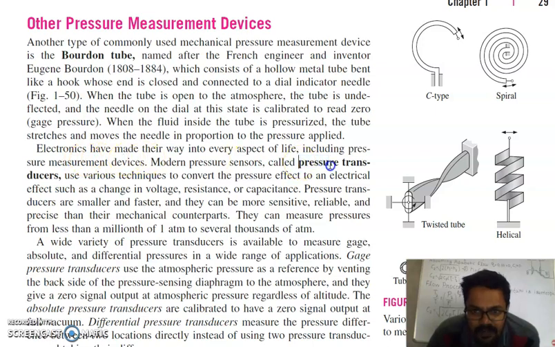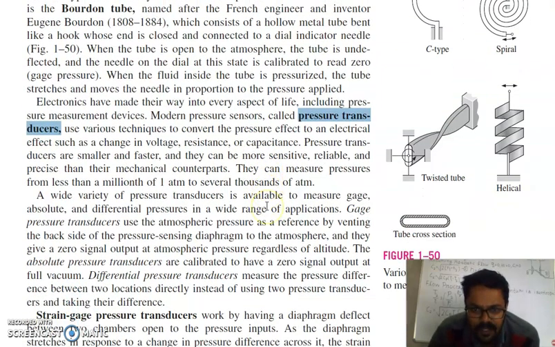Moreover, pressure transducers are also used. There are various techniques to convert pressure effect to an electrical effect, like changing voltage, resistance or capacitance. We have materials which act differently under pressure. They will transfer different amounts of current and the resistance will change. So that can be calibrated in terms of pressure.